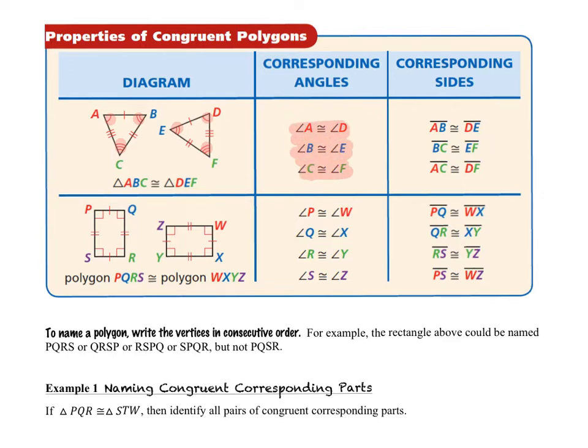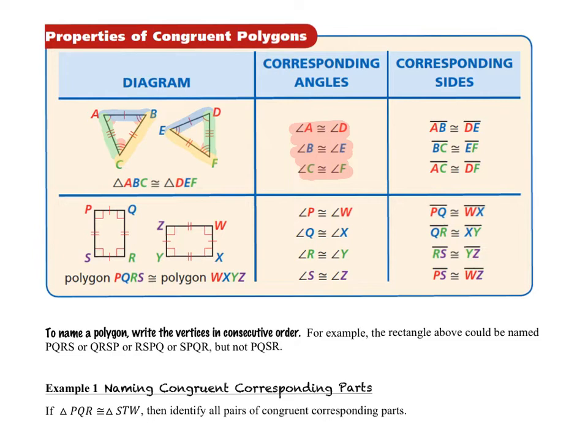So that's all labeled here. And then we also have side lengths. So segment AB is congruent to ED because they have one congruent tick mark. And then segment AC is congruent to segment DF because they have three congruent tick marks. And BC is congruent to EF because they have two congruent tick marks. Okay, and it's the same idea in the rectangle.